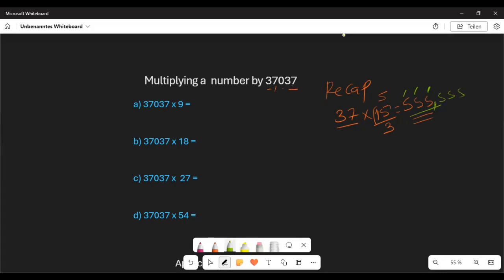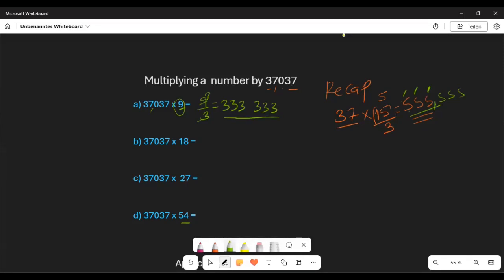Now let's look at this. The questions we have here are numbers that are divisible by 3. Let's look at 37,037 multiplied by 9. If you want to get the answer here, let's just focus on 9. What is 9 divided by 3? We have 3 as our answer. So we're going to have 3 appearing 3 times, and then another 3 appearing 3 times. That's going to be our answer. It's a quick way of doing the calculation.